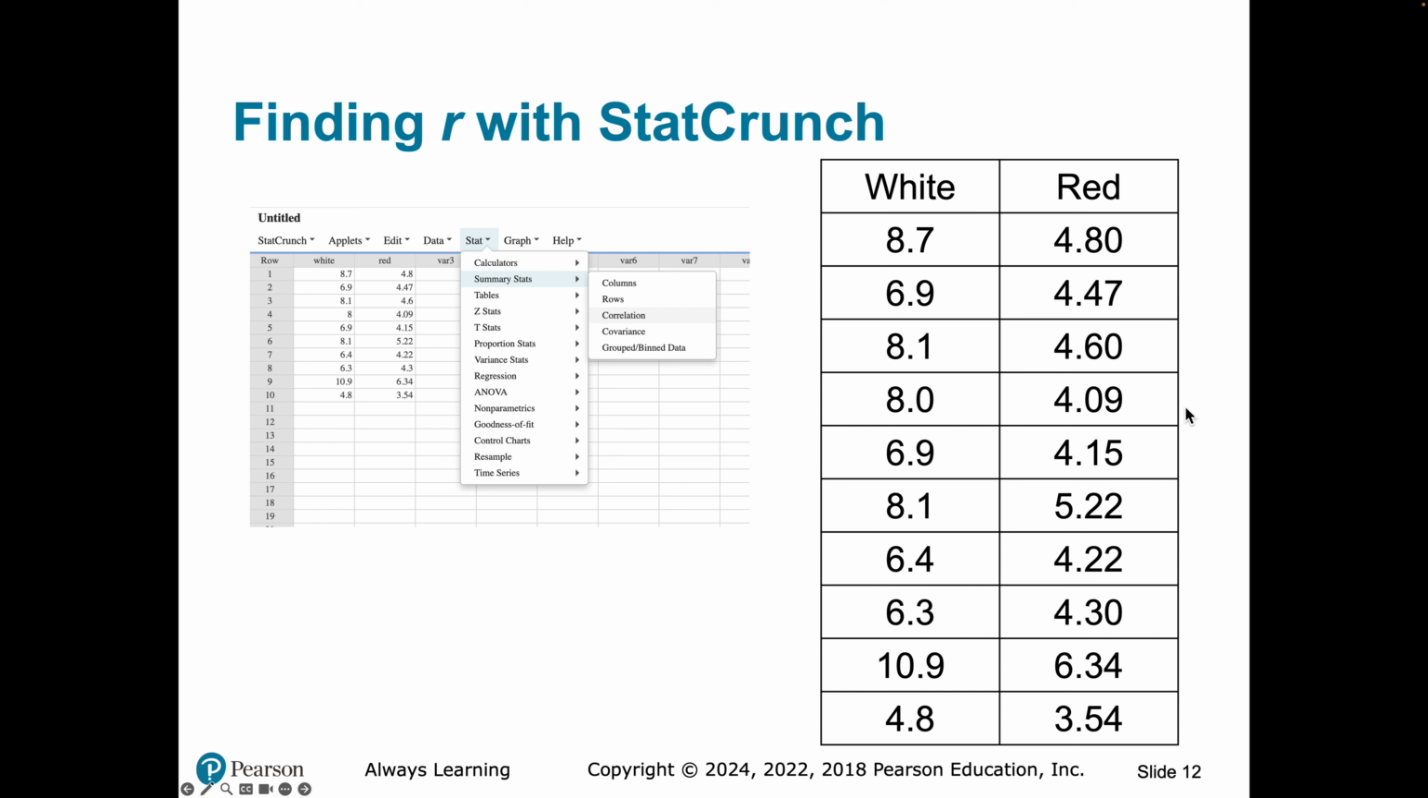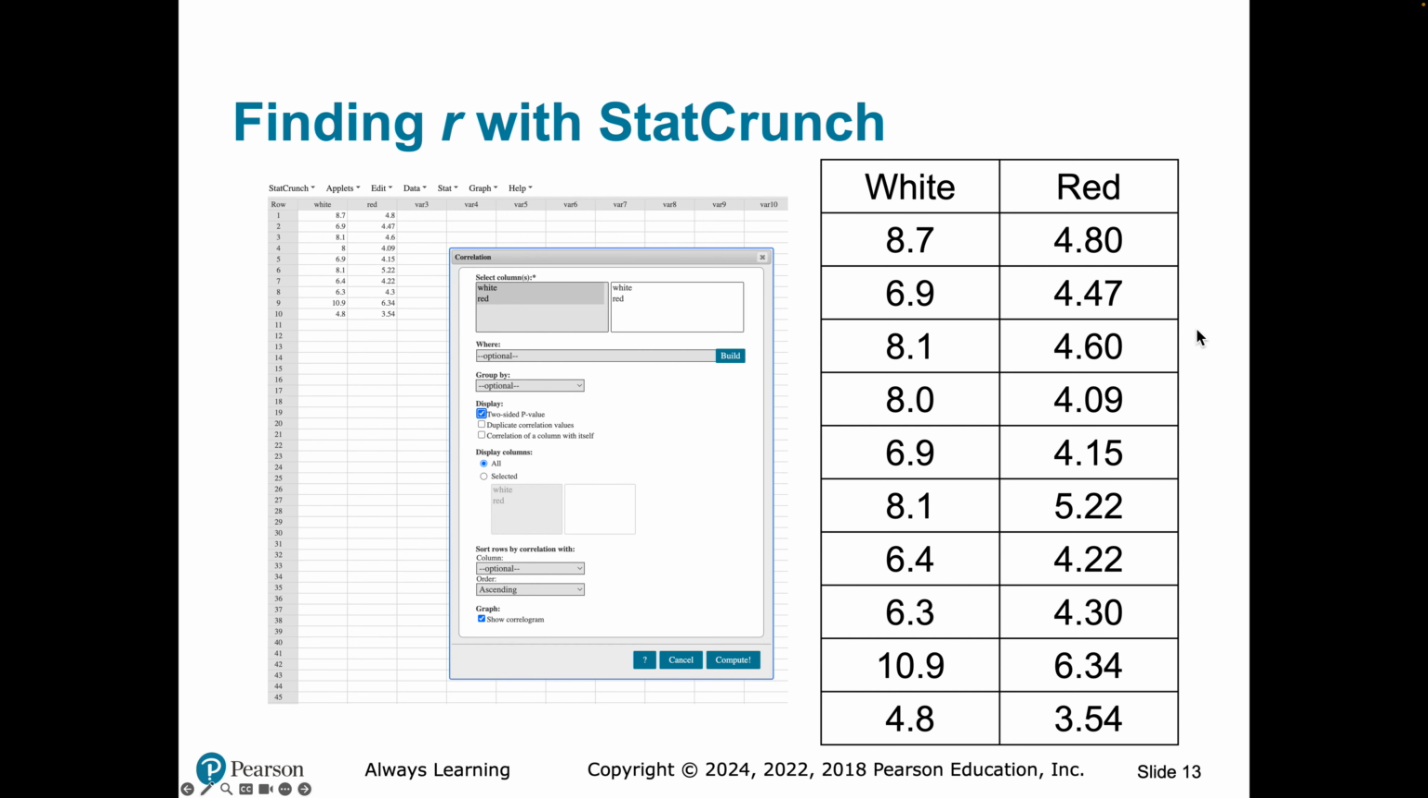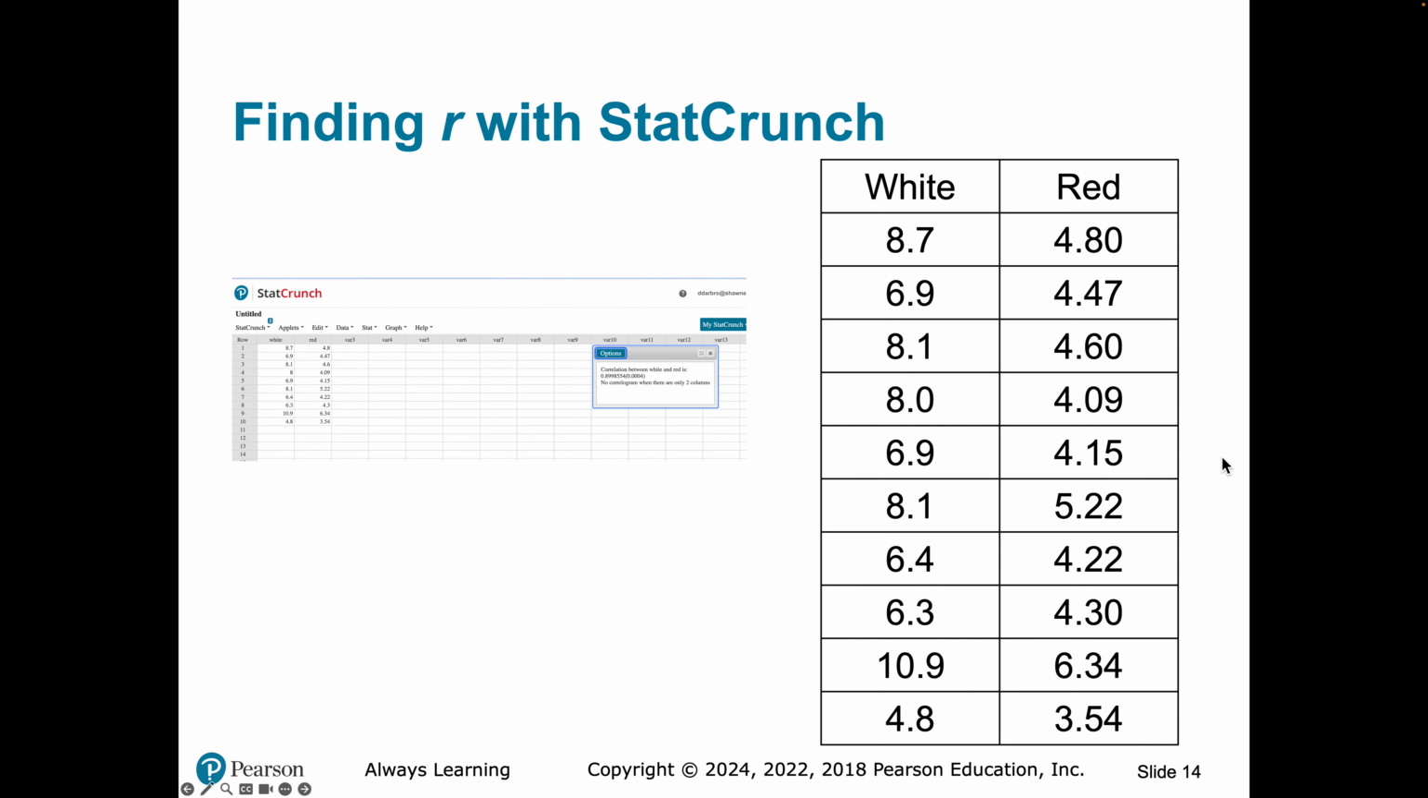Finding r with StatCrunch, you don't get as many bells and whistles with StatCrunch for the correlation coefficient, but you get information. So enter the data in, go to Summary Stats, go to Correlation, select your columns, red and white, select a two-sided p-value, and hit Compute. And when you hit Compute, you'll get this output right here.